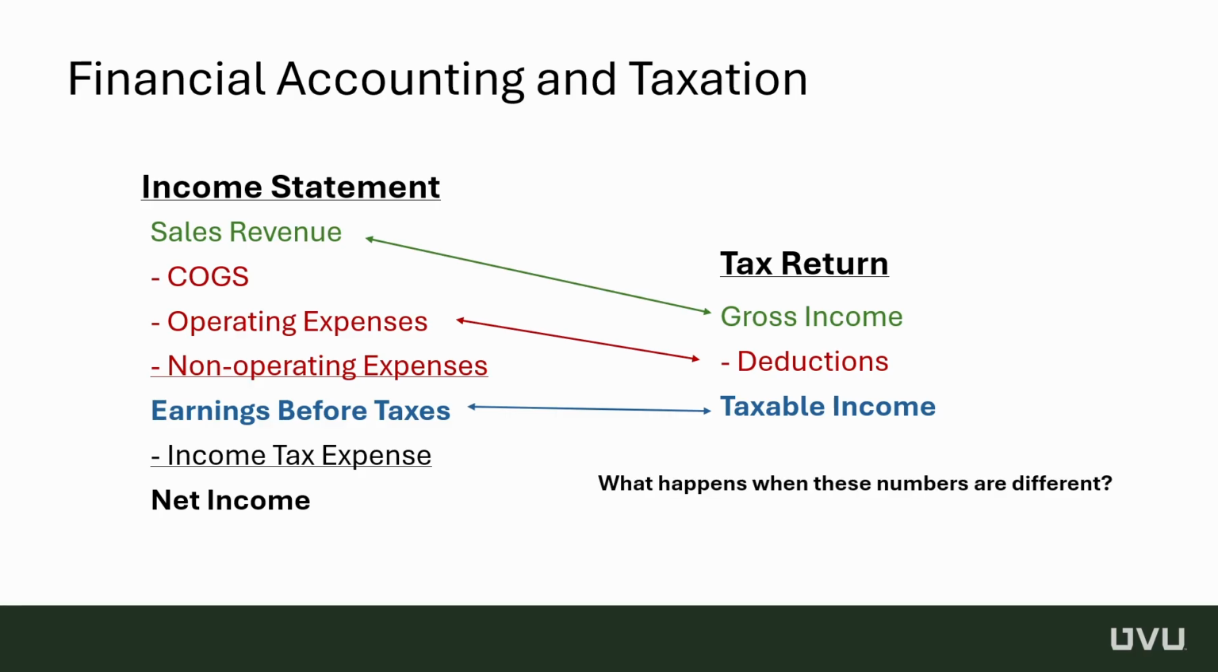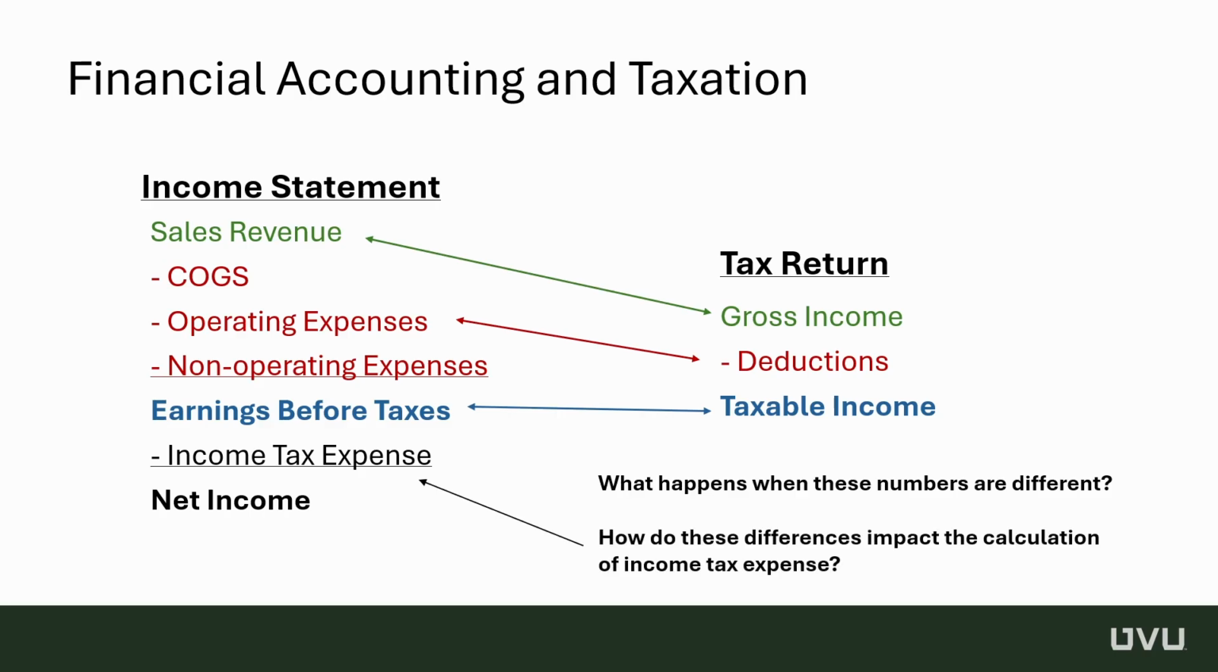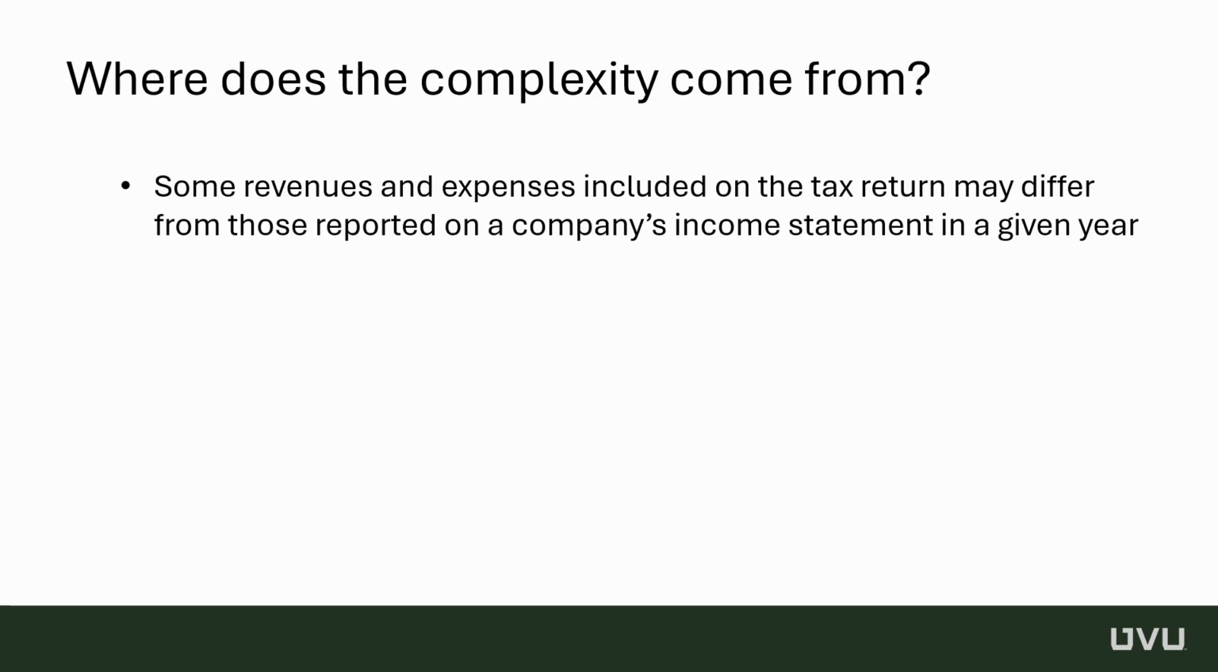The main idea that we're going to be exploring is the fact that these numbers are often different. So we'll be learning about what contributes to these differences and how they are factored into the calculation of income tax expense. So we're going to get real foundational and talk big picture about why earnings before taxes and taxable income are reported at different amounts. To be clear, these differences arise from both the revenue and expense side of the equation.